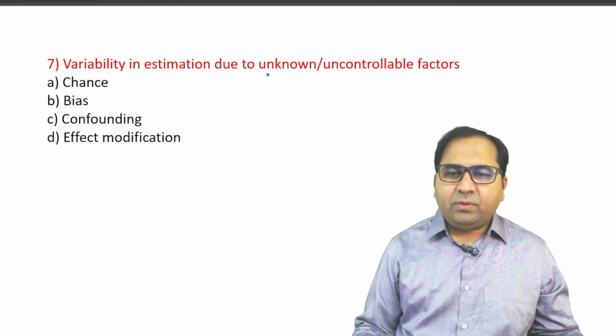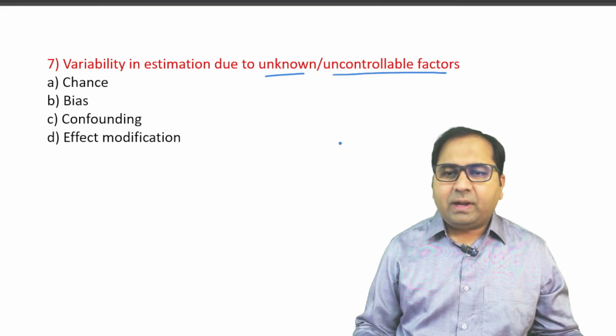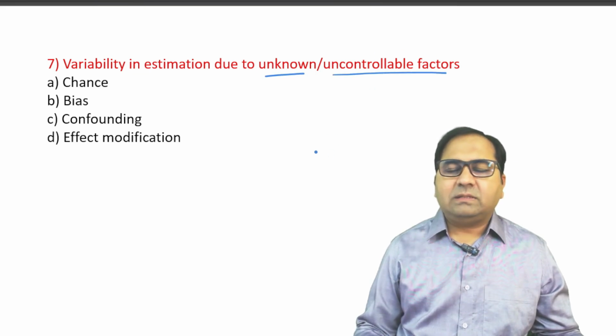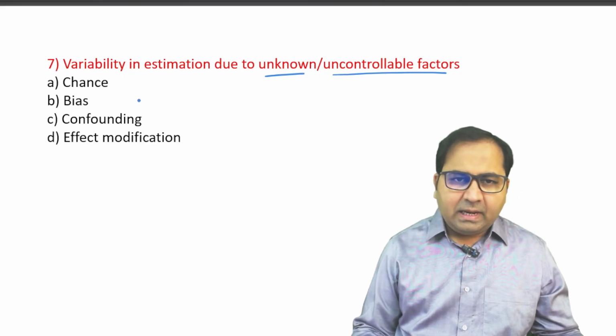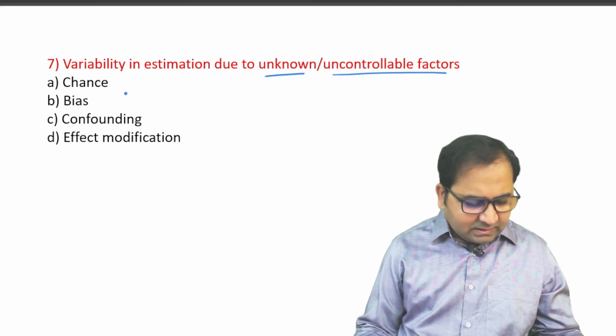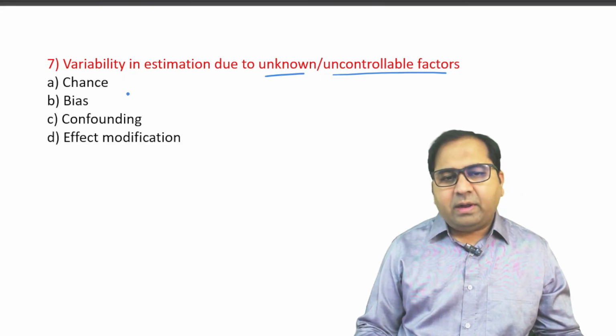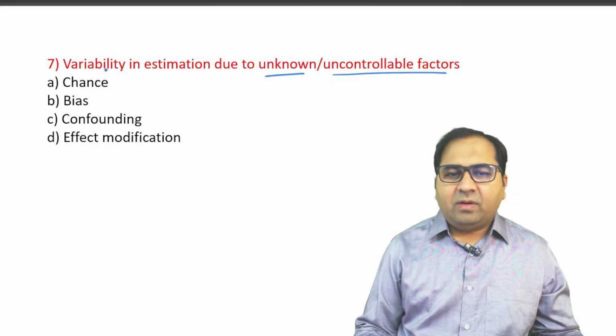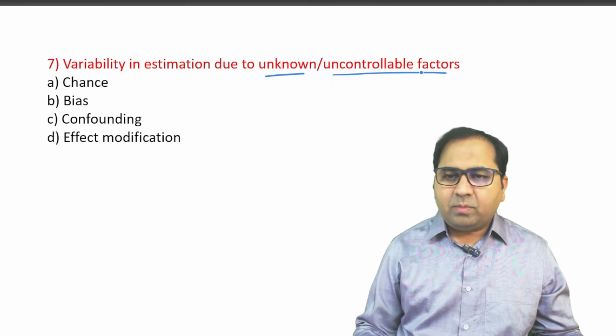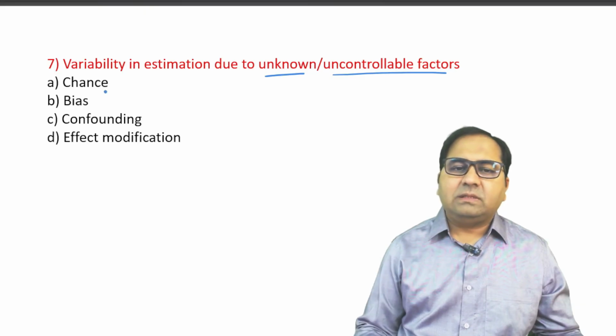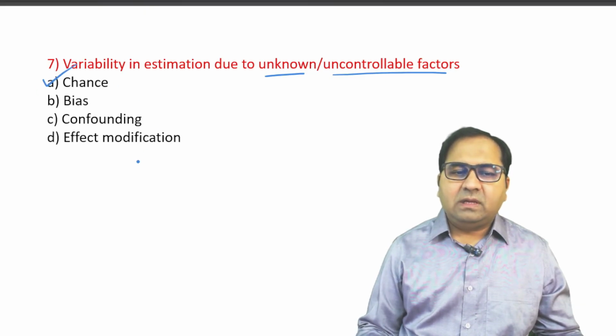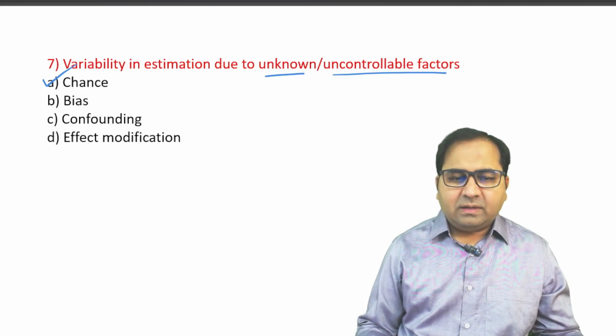Variability in estimation due to unknown and uncontrollable factors is called as what? The options are A. Chance, B. Bias, C. Confounding, or D. Effect modification. The variability in estimation due to unknown or uncontrollable factors is called as A. Chance. Please remember this answer.